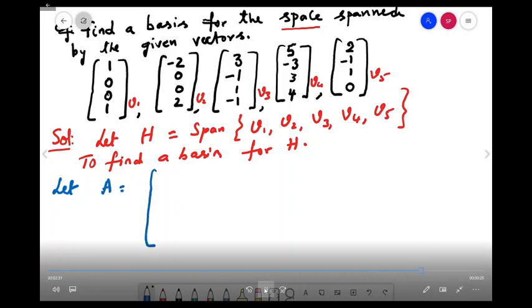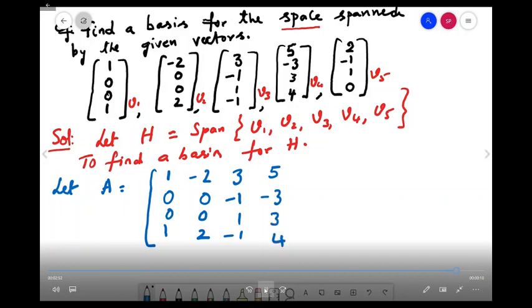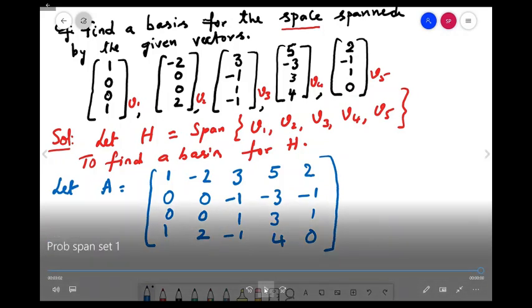So the first column of the matrix is V1: 1, 0, 0, 1. The second column is minus 2, 0, 0, 2. The third column is 3, minus 1, 1, minus 1. The fourth column is 5, minus 3, 3, 4. And the fifth column is 2, minus 1, 1, 0. Now according to the procedure, we have to reduce this matrix to echelon form.